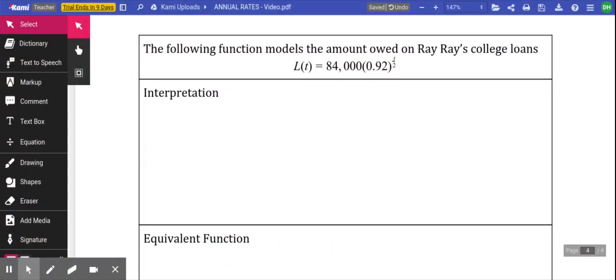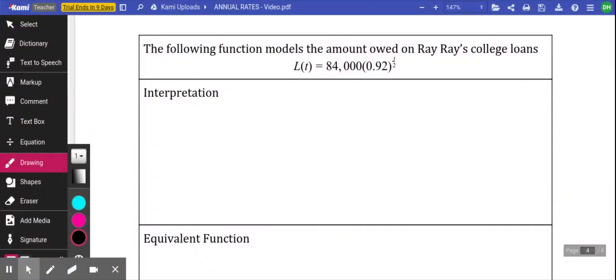All right. The following function here models the amount owed on Ray Ray's college loans. And what we'll do is define t as being in years. I should have stated that there. I noticed I omitted that. So t is going to be years since Ray graduated. And once he graduated, he had to start working at paying back that college loan. And so this function is going to tell us what the balance remaining on that loan is going to be after t years.